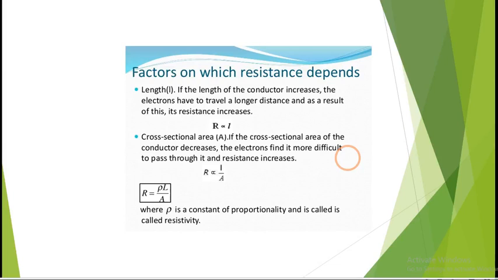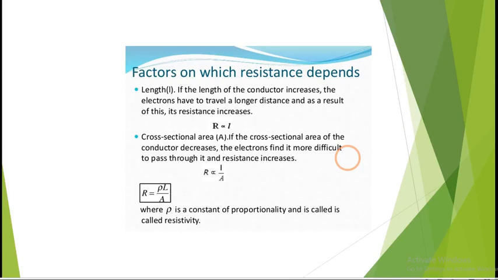I'll repeat. Resistivity of a conductor is numerically the resistance per unit length and per unit area of cross section of the material of the conductor. So when you consider, resistivity is a property of material, while resistance refers to a particular object.